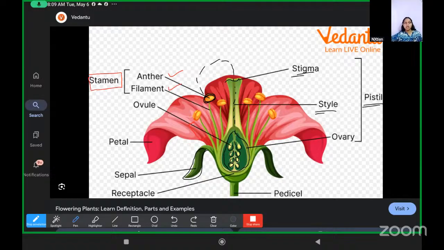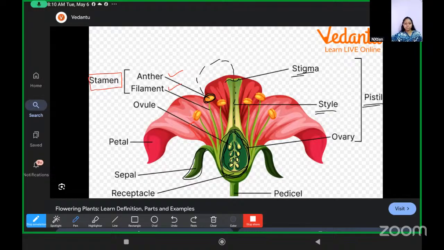Now, once it is done, the flower becomes a fruit. The ovary is the portion which becomes a fruit. And in the fruit, we have seeds. So now, when the seeds are planted, they become new plants. So that is how reproduction in plants takes place.